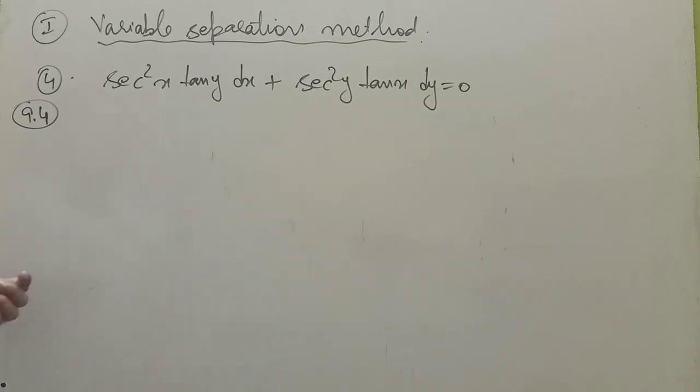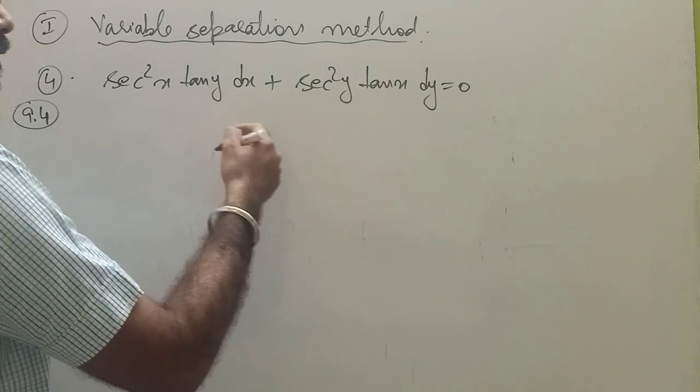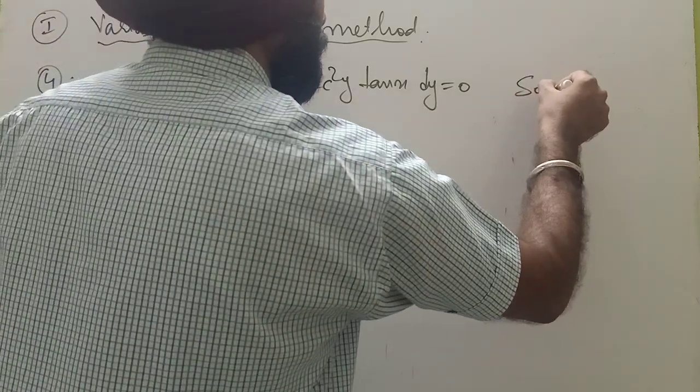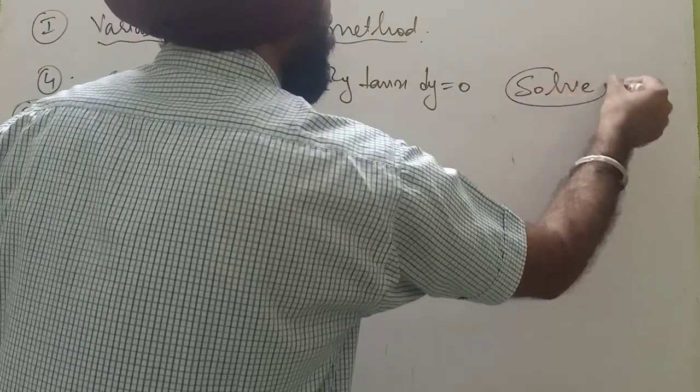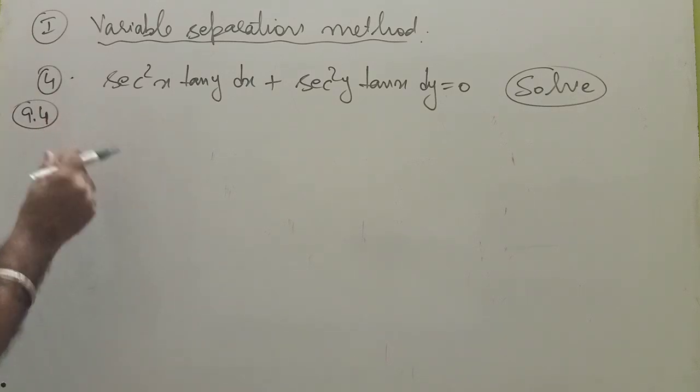Let us start with the first method, variable separation method, and let us take the fourth question of exercise 9.4 of NCERT. We have to solve this. In the statement it says solve this differential equation. No method is mentioned, so we have to choose one method.